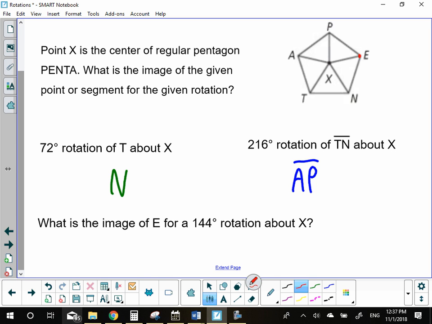Yeah, 72 times 2 is 144. So we're going counterclockwise, so we're going 1, 2 over, so we end up at A. Good with that?